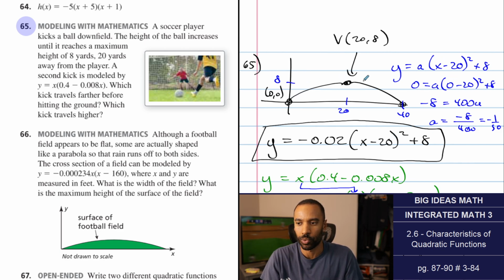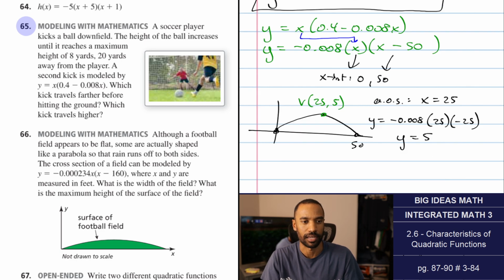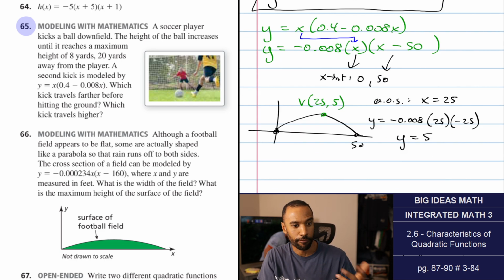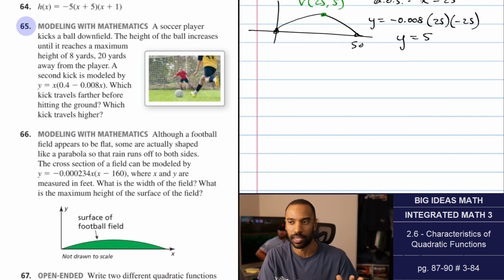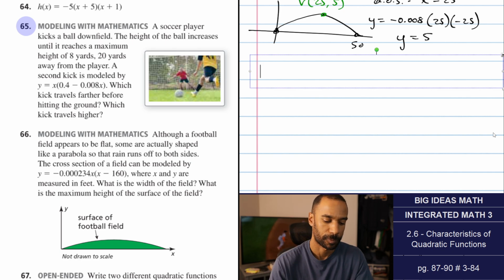So listen, I don't think doing what I did here was important for the problem. I think that just visualizing this graph was all that I needed. How high does it go? 8 feet. They told us that. But how far does it go? 40 feet. So there are two different soccer balls that are kicked. The first one, they say the first kick, right? Or they say a second kick later. The first kick traveled higher, but the second kick traveled farther.